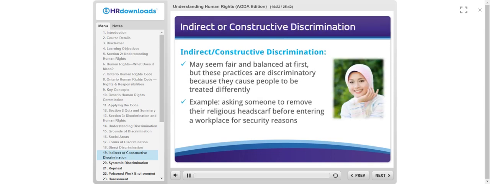The next form of discrimination is indirect discrimination and can also be called constructive discrimination. Indirect discrimination may seem fair and balanced at face value and can even be based on certain rules and policies, but in reality, these practices are discriminatory because they cause people to be treated differently from others.